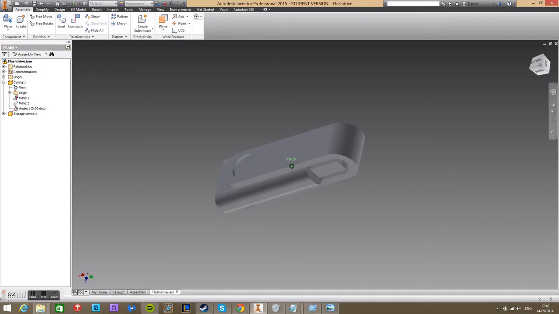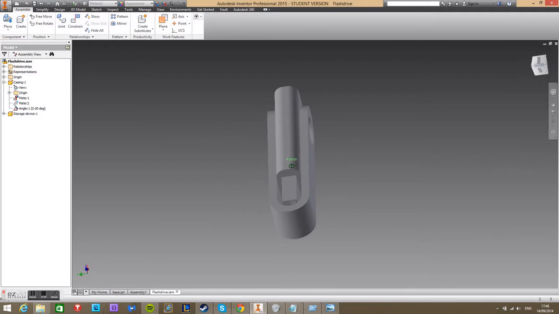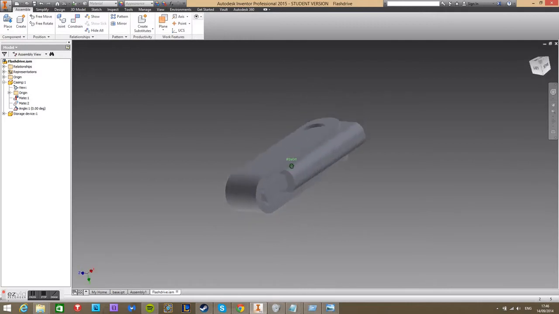And that is all I have about USB flash drives, and I also do have another animation for this 3D model that I made.